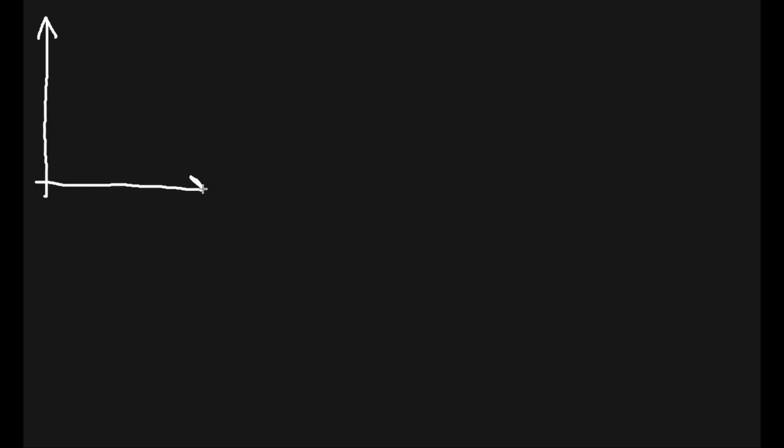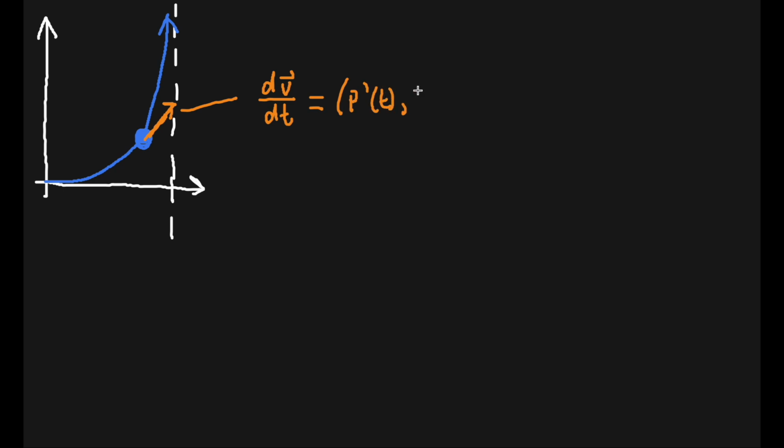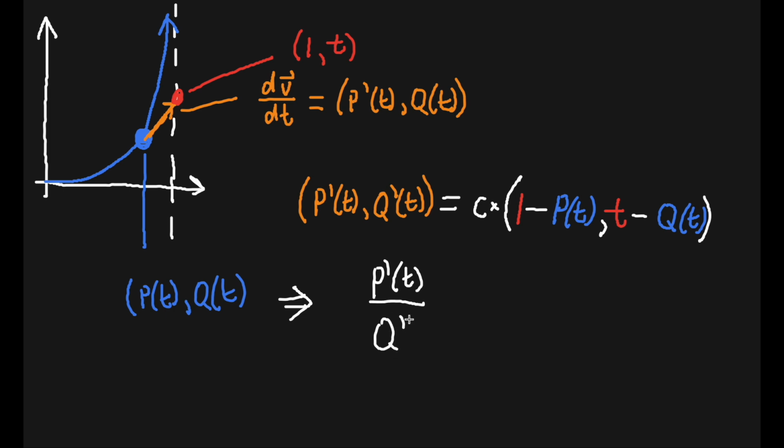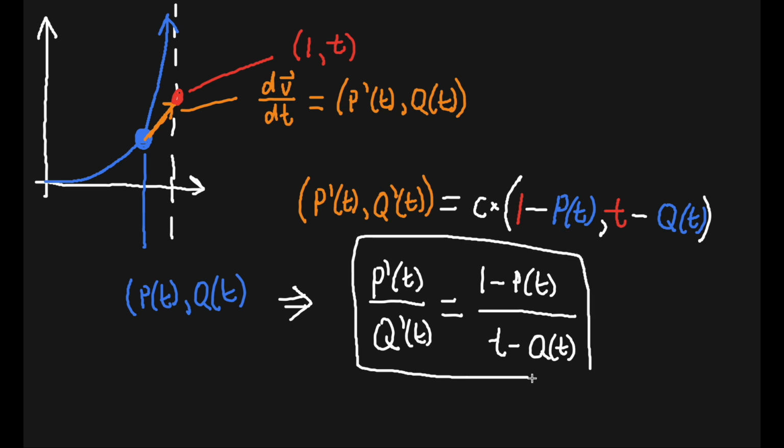The logic behind the differential equation is as follows. For any t, the velocity vector v of t points the same direction as the vector from v of t to (1, t). So the slope represented by the velocity vector is the same as the slope between the 2 dogs. This differential equation was what I spent the most time trying to solve.